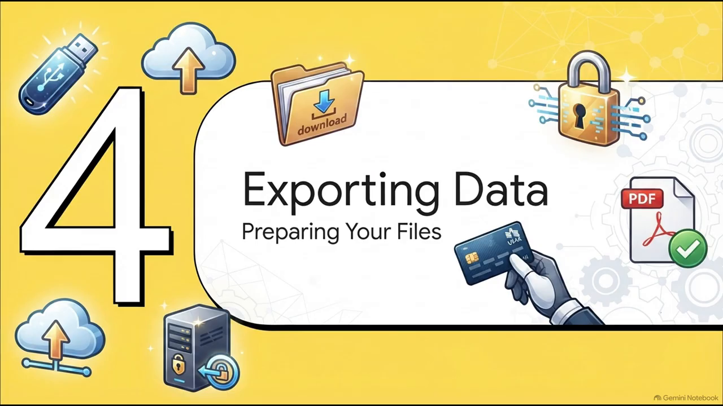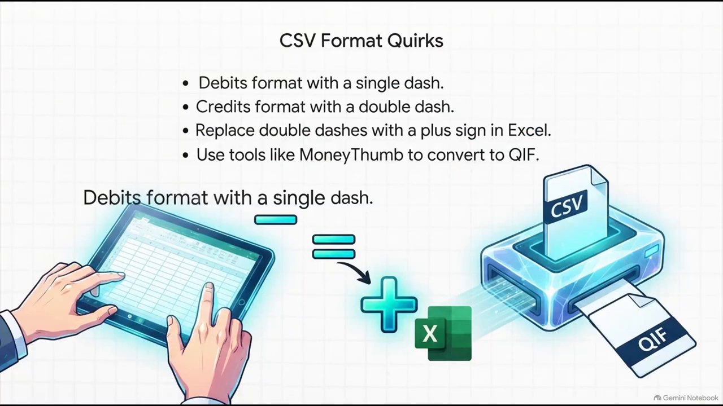Section 4, Exporting Data. Now, if you do go the CSV route, there is a very specific kind of quirky formatting choice USAA makes that you absolutely must know about. In their CSV exports, debits, money leaving your account, are formatted with a normal single dash. Makes sense. But credits, money coming in, are prepended with a double dash. As you can imagine, this completely breaks software like Excel, which has zero clue what a double dash number even is.